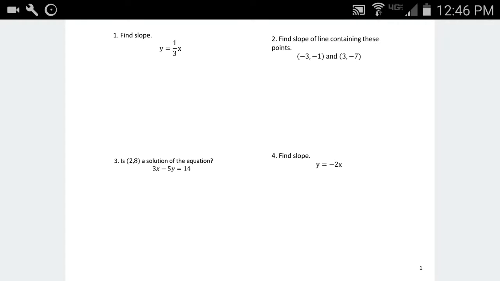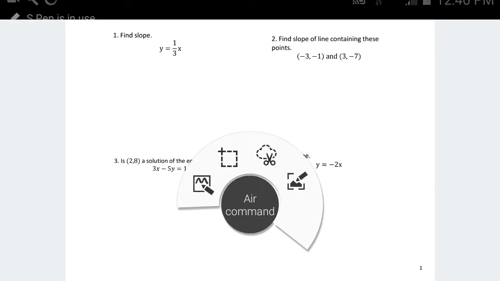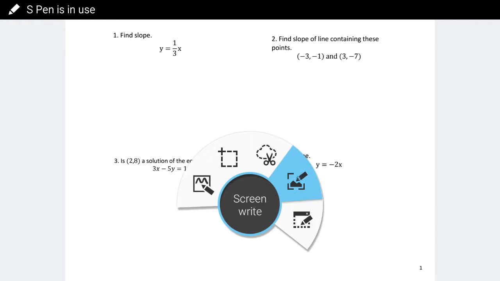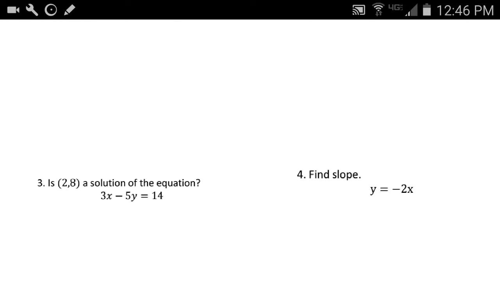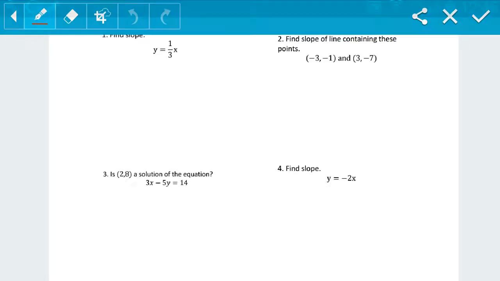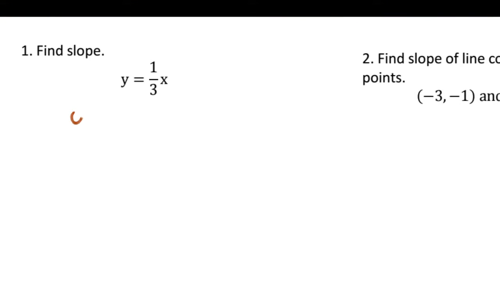This is a review of Exam 2 to help you prepare for the exam. And to begin with, we're going to look at problem number 1 on the review, which says to find slope. Now, we know how to find slope if the problem was in the form y equals mx plus b.